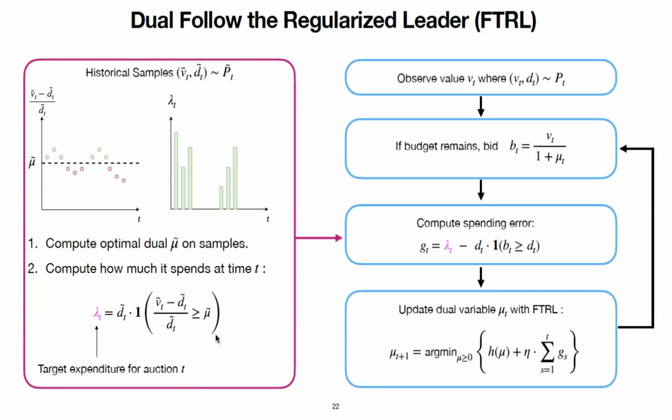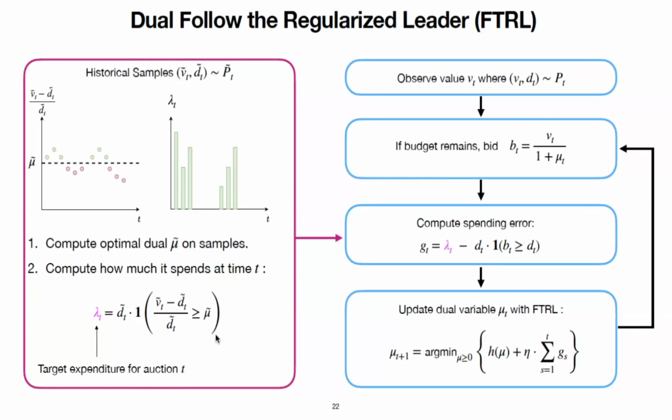You observe the value. If the budget remains, that is, if you're able to bid, you bid v_t over 1 plus mu t. What is the mu t? How is it getting updated? That's the question, right? Earlier, there was no mu t, there was just mu tilde and non-updated. But here it's getting updated. It is updated based on your target spending error.